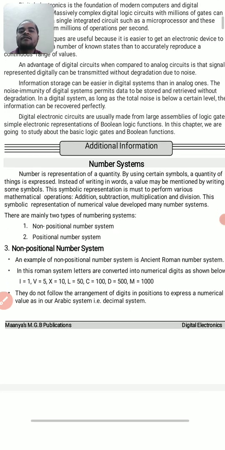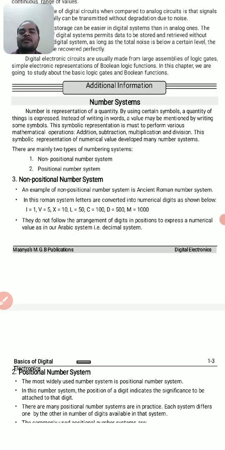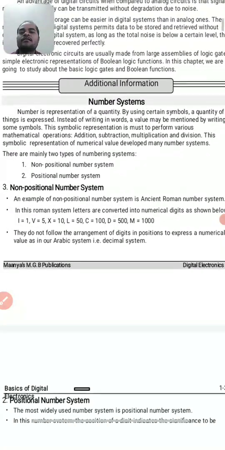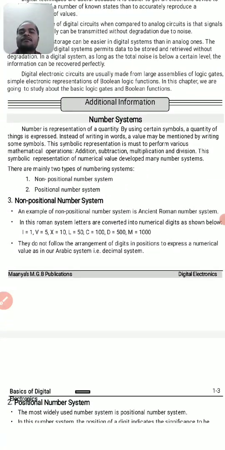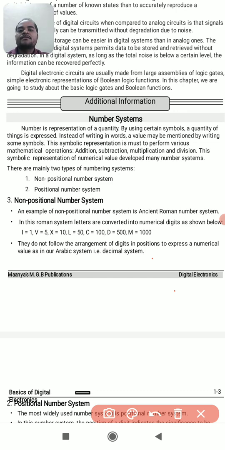Here, the first topic we have is called number systems. It is a most important topic. It is a fundamental topic for all of digital electronics, all the different units and the microprocessors also. So basically, what is meant by a number? A number is a representation of a quantity. So how are we indicating the quantity? A quantity can be represented by using a number. By using certain symbols, a quantity of things can be expressed.